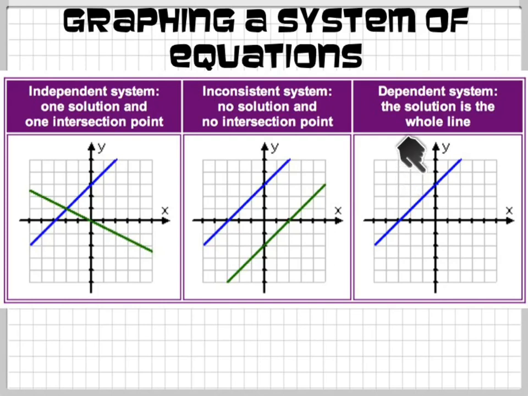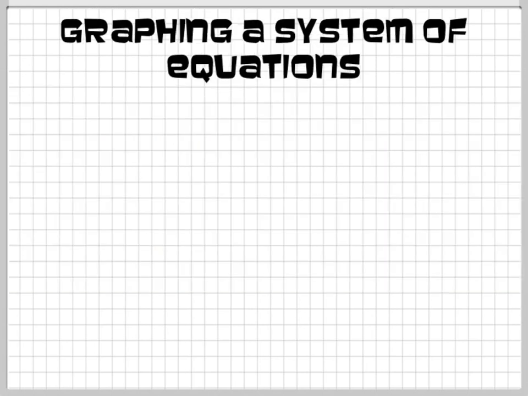This one right here is called a dependent system. This one's probably the hardest one to remember. When I think about it, I call it dependent because it's dependent upon both of the slopes and the y-intercepts being the same in order to get it. Okay? All right. So we have one solution, no solution, many solutions. So let's look at an example.